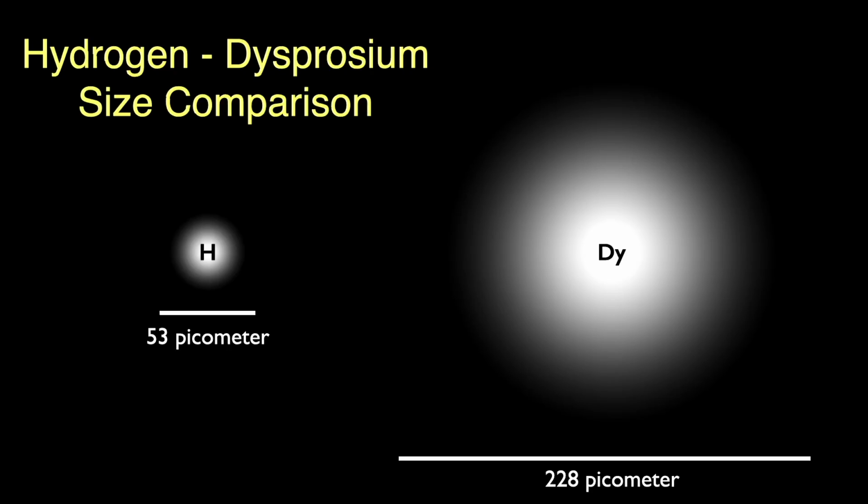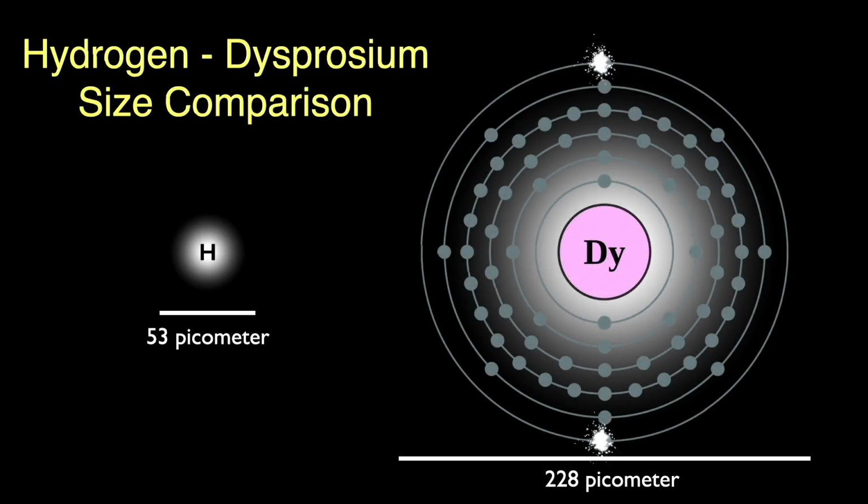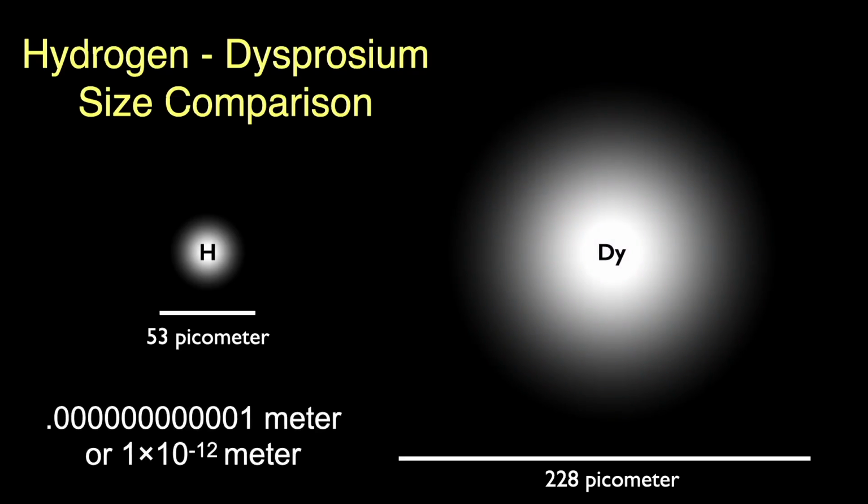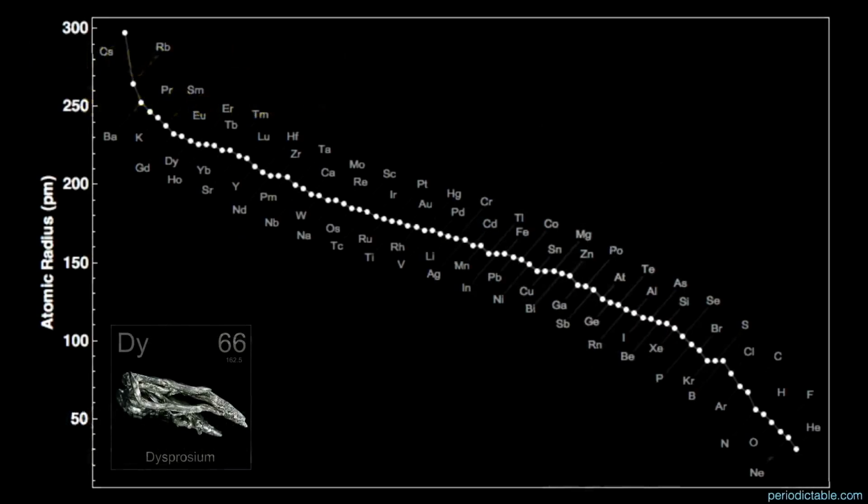The dysprosium atom is 4.3 times the size of hydrogen. Those outer 2 electrons are held fairly loosely, making for a larger atom. By the way, a picometer is a trillionth of a meter. Atoms are very small. Here are atom sizes from largest, cesium on the left, to smallest, helium on the right. Dysprosium has the 9th largest size atom of all the elements.